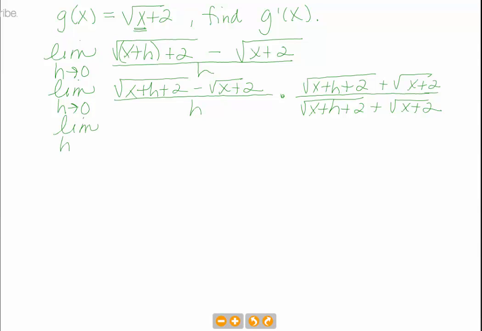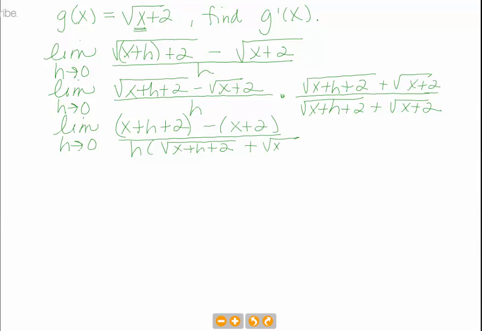Again, I can't plug in h to be 0. And now I'm going to do some work on the top. Since it's a conjugate, I really only have to worry about the two outside terms because the inside terms are going to cancel. So the square root of x plus h plus 2 squared, minus x plus 2. And I'm not going to do much simplification with that bottom: the square root of x plus h plus 2 plus the square root of x plus 2. I'm just going to leave that for now because we're going to see pretty nicely what happens there.